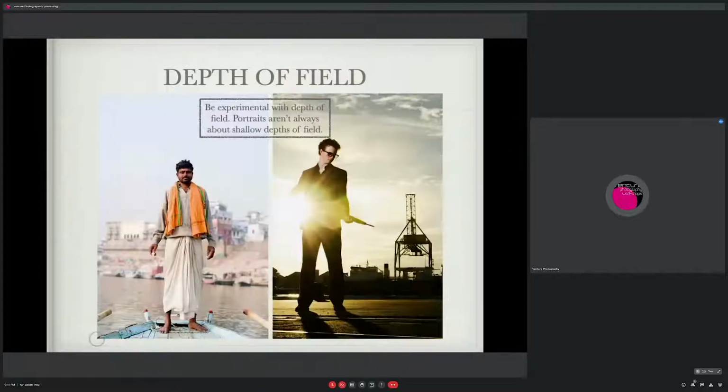But you can also be experimental with depth of field. Portraits aren't always about shallow depths of field. They can also be about very deep depths of field. So the picture on the left-hand side is a boatman in Varanasi. It's shot at about f2, 35mm, which is enough to make him nice and sharp and the background to be in soft focus, but also tell us that there are boats and old-looking buildings in the background to give the fact that this is taken in Varanasi.